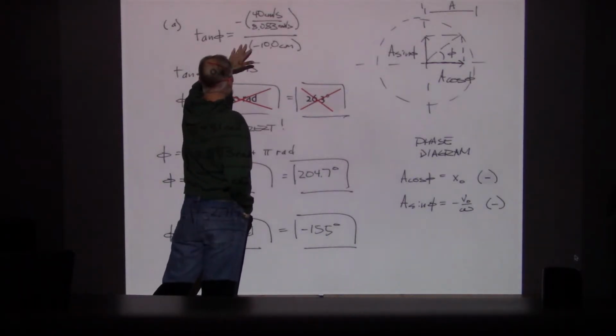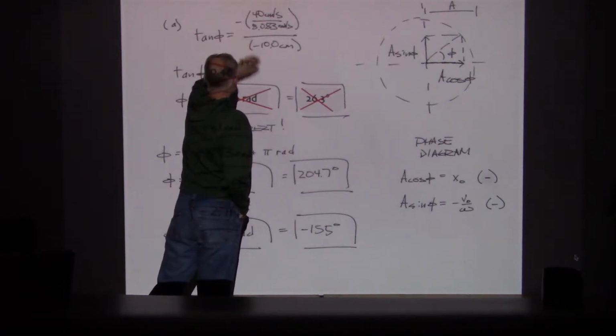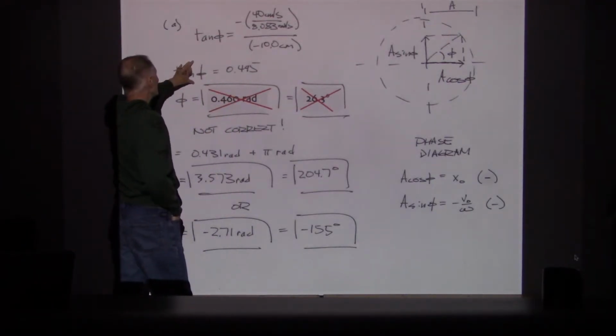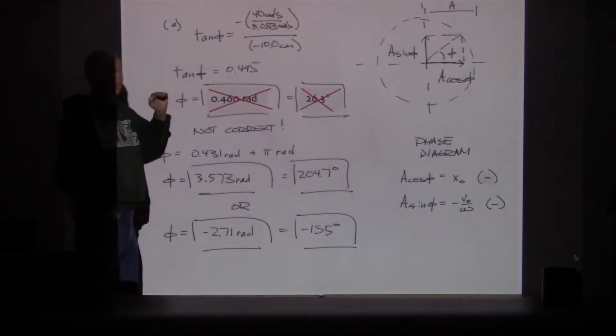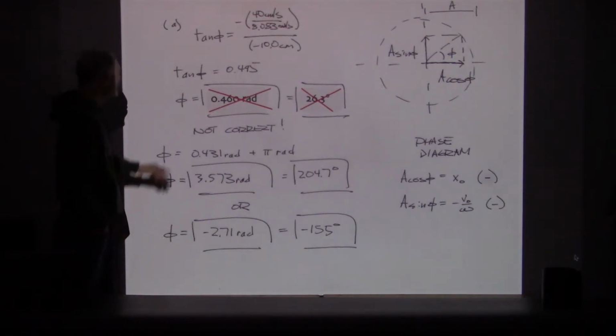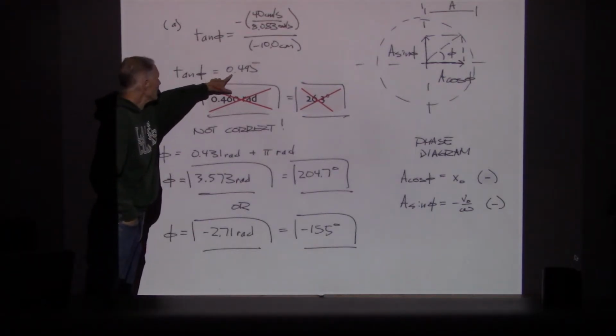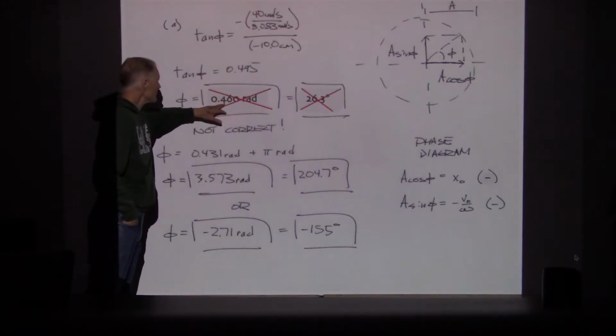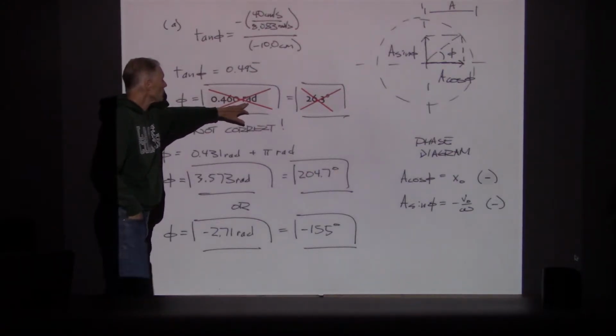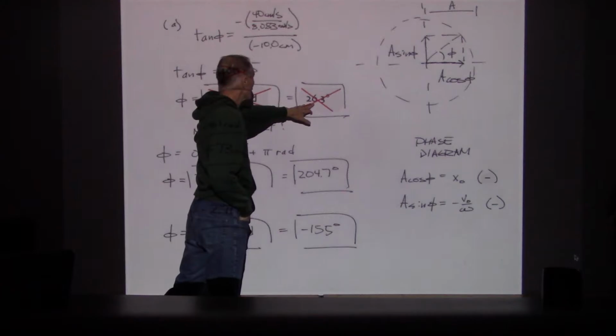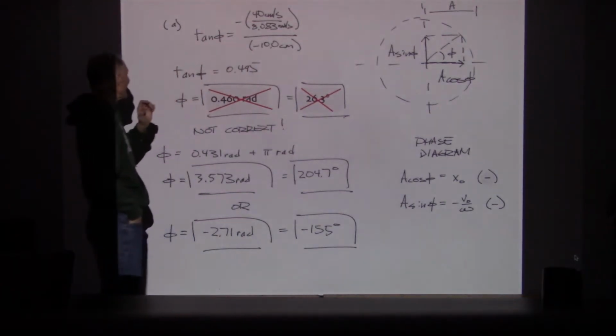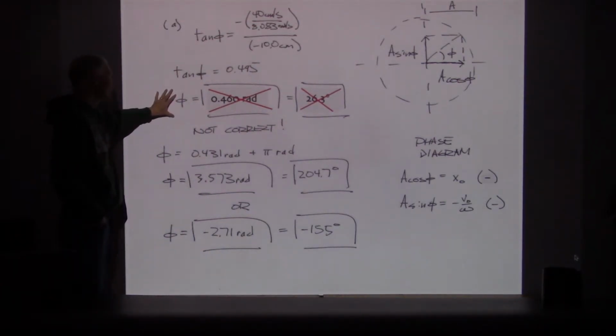So here is the tangent calculation, the tangent of the angle. I've written everything in, with the minus signs canceling. The tangent of phi is equal to 0.495. Now that much is reliable. But if in my calculator I do an inverse tangent, it gives me 0.46 radians, which I then converted to 26.3 degrees. Then I have to ask, is that the right phase angle?